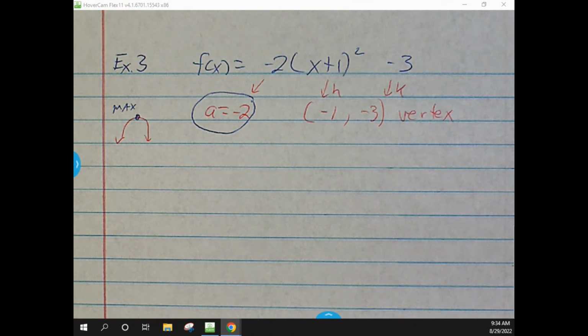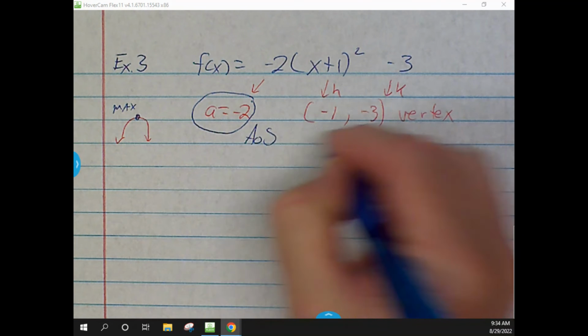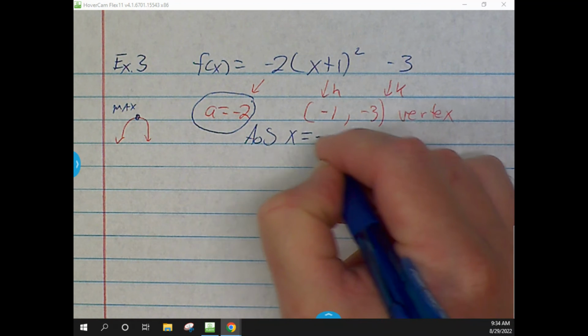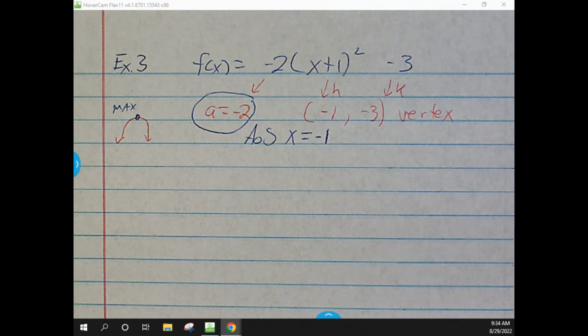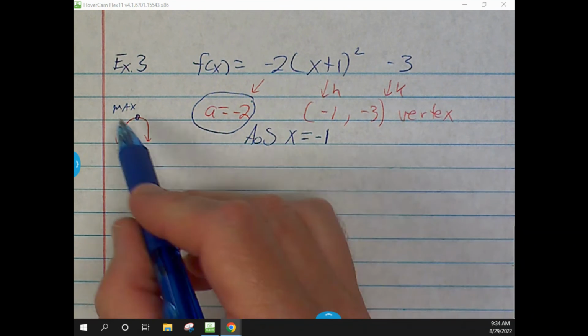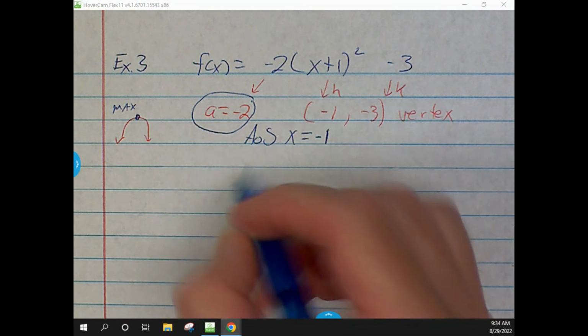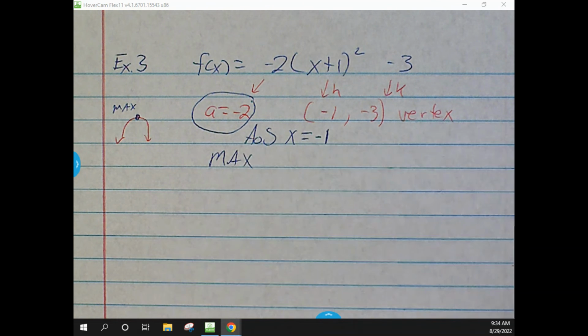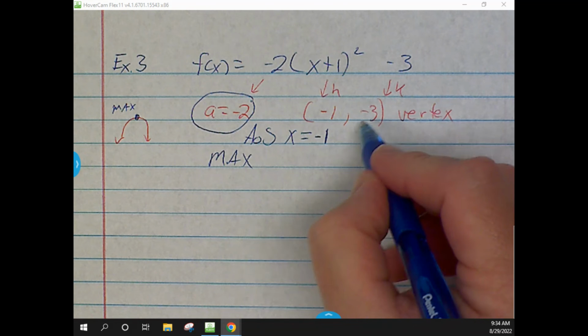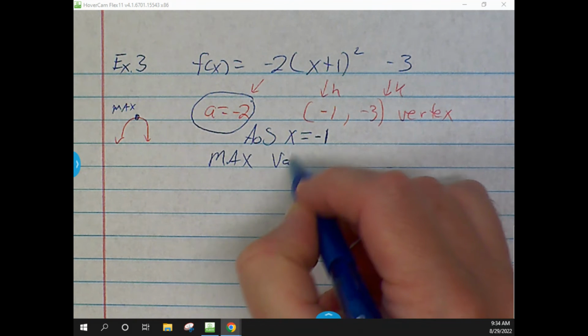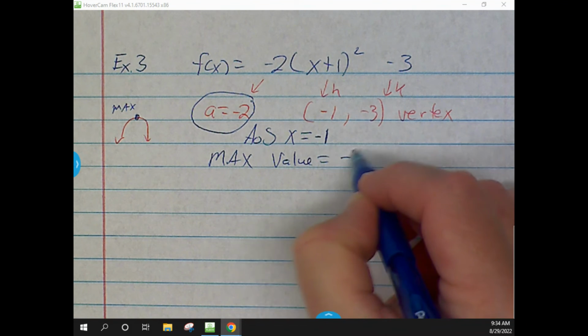Okay, so axis of symmetry. That's the x value that's here. X equals -1. All right, in this case, we know that because it's going down, the vertex is at the top. So the max value is going to be the K value of -3.